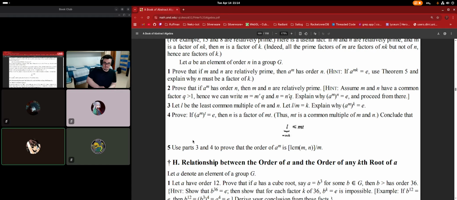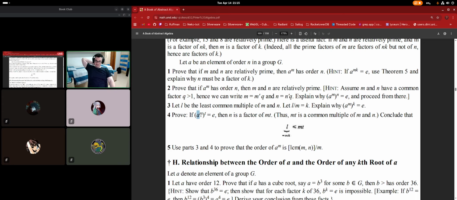We know from Theorem 5 that if this is true, then this is a multiple of the order. We know from Theorem 5 that n must be... No, sorry. I think I have to write this down because I keep forgetting what I want to say. If we don't get this today, I'll post a message in the chat later. Thank you very much, Div.